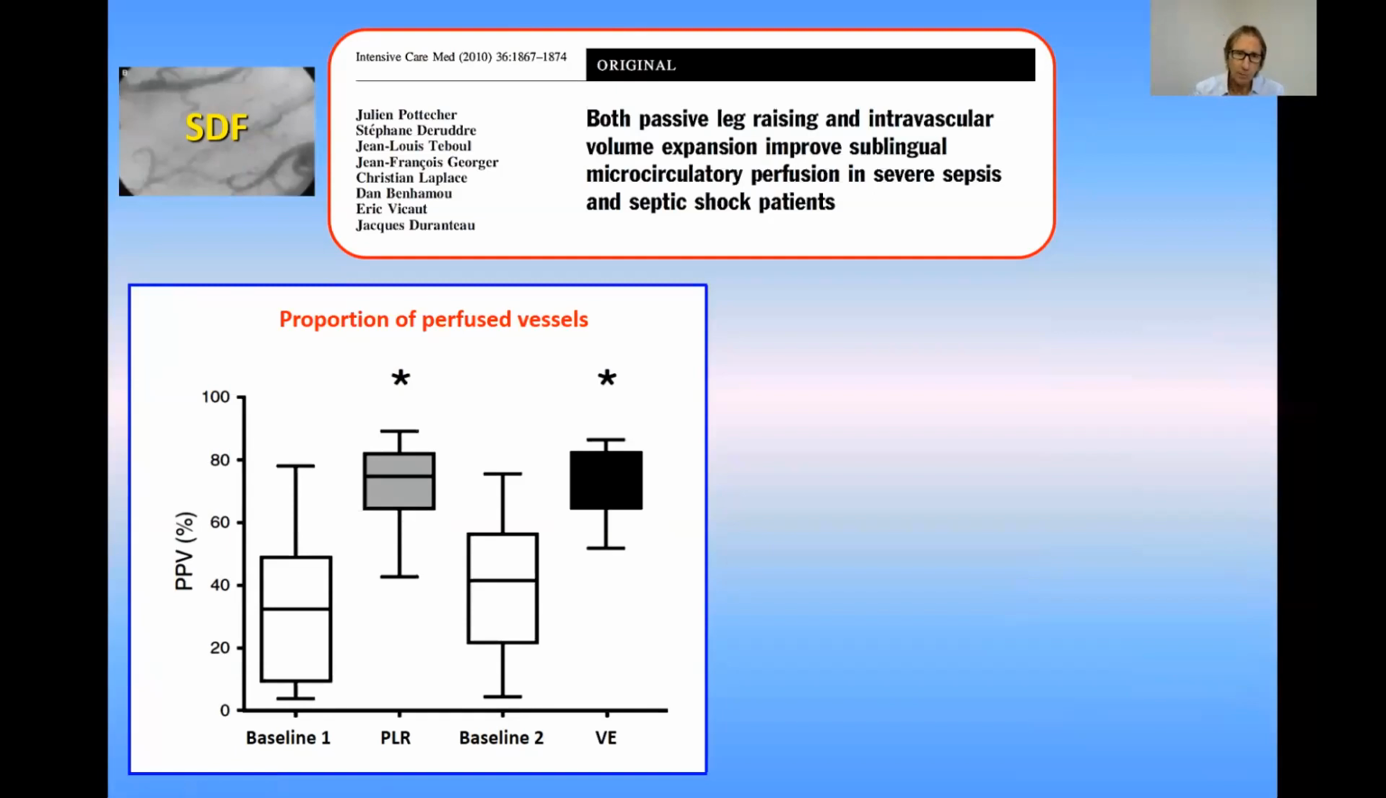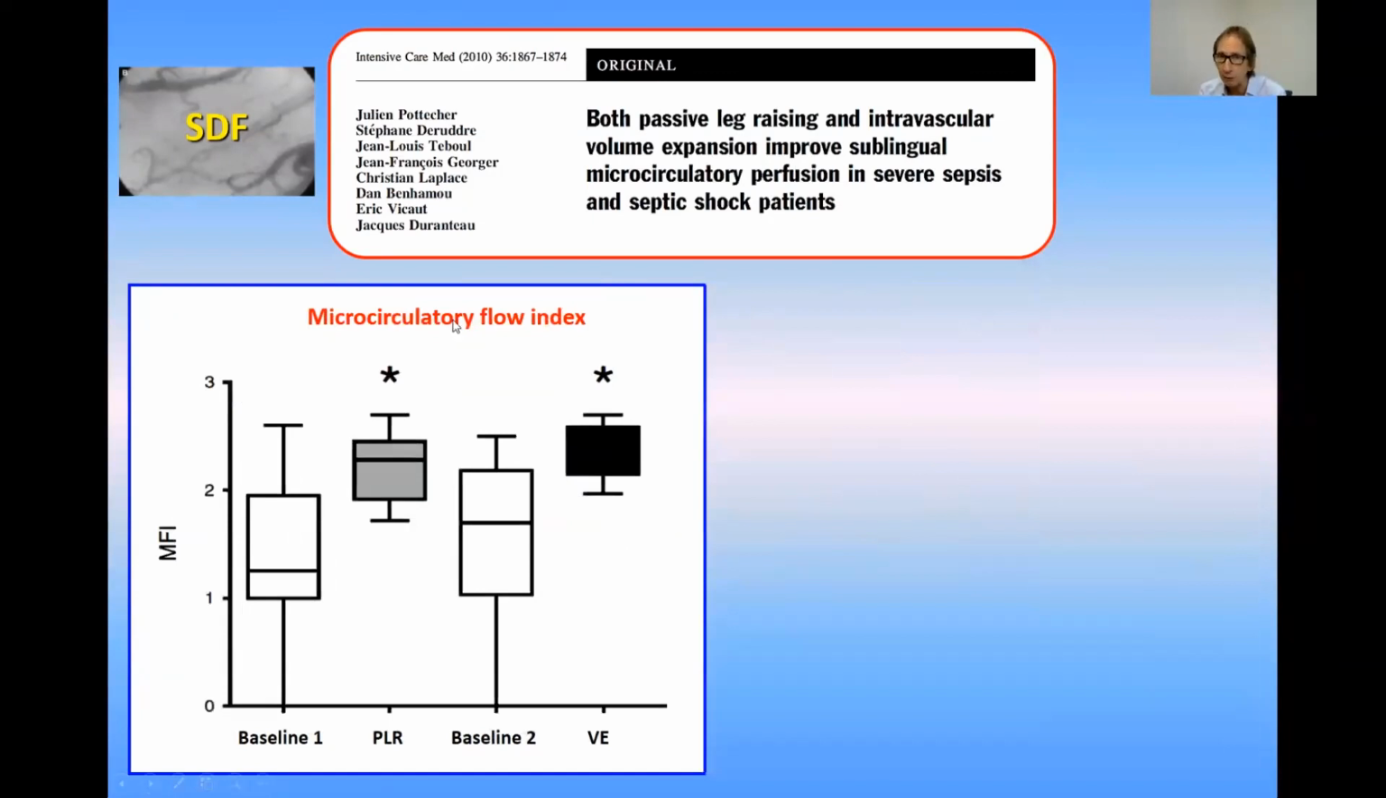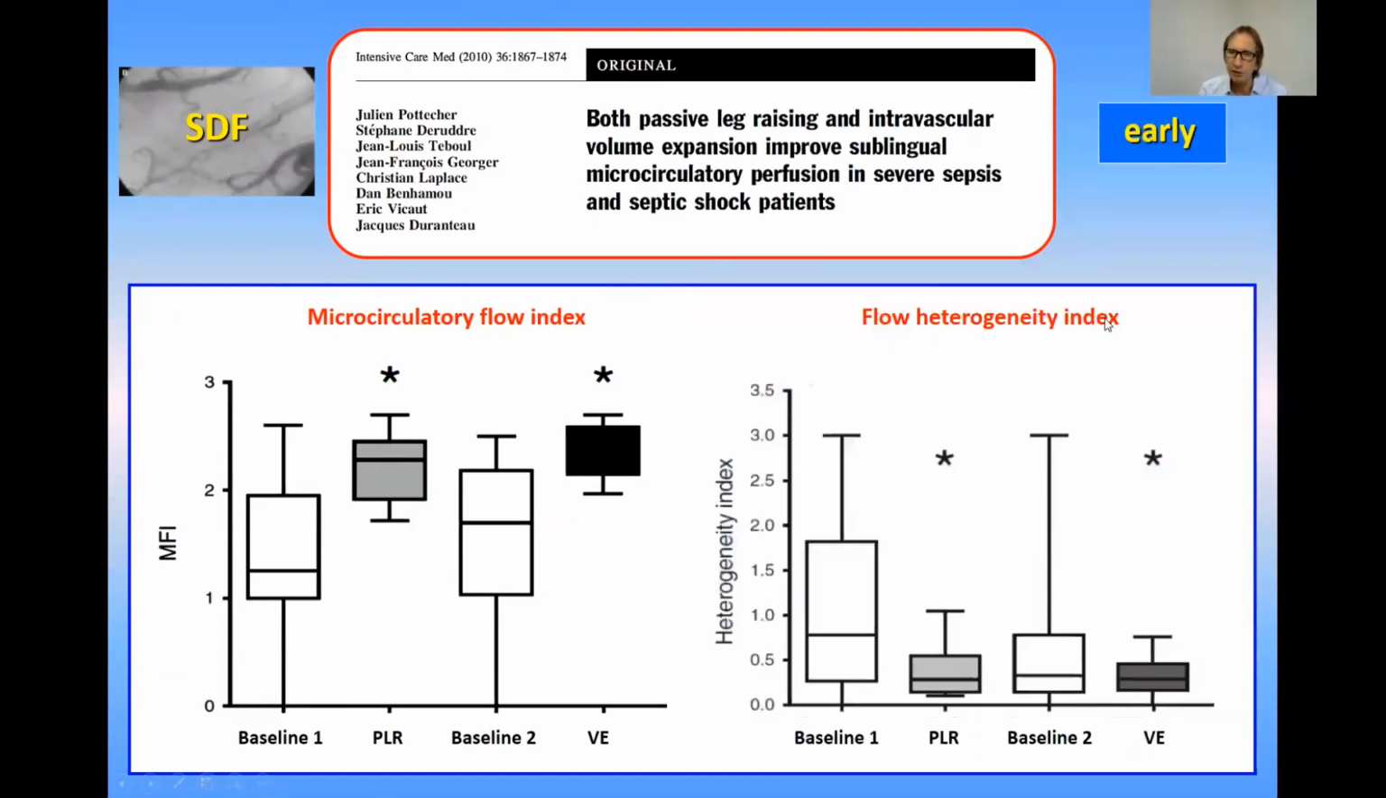And again, we observed an improvement in the proportion of perfused vessels with PLR and with volume expansion, an improvement in functional capillary density after PLR and after volume expansion, an improvement in microcirculatory flow index, MFI, during PLR and after volume expansion, and also an improvement in flow heterogeneity index, which decreased after PLR and volume expansion. So a parallel improvement in macrocirculation and microcirculation of the sublingual territory.